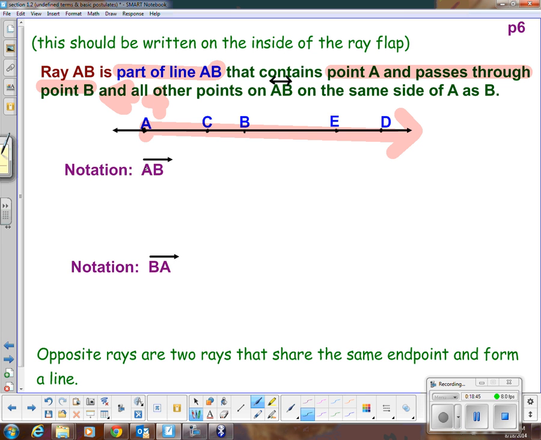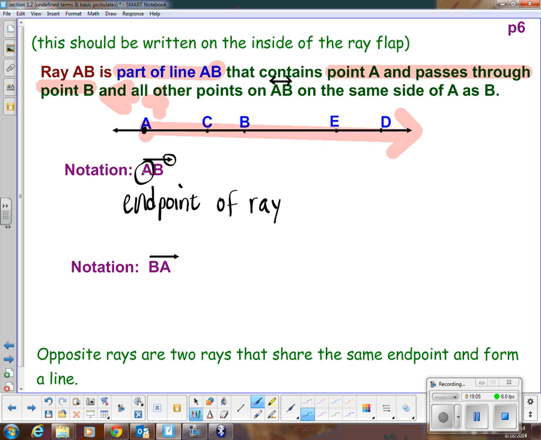All right, this is very, very important. This first letter is the endpoint of the ray. And a ray will always have one endpoint. Where a line doesn't have any, a ray has one, but because of that arrow, it only has one.